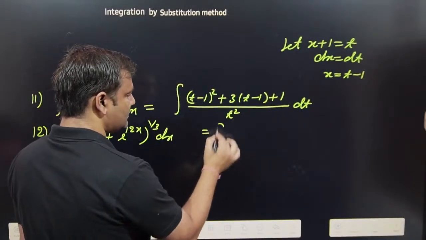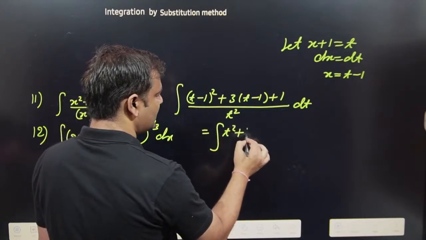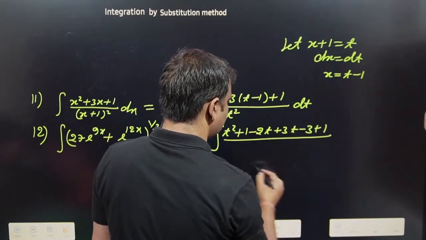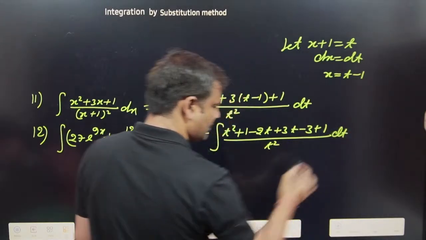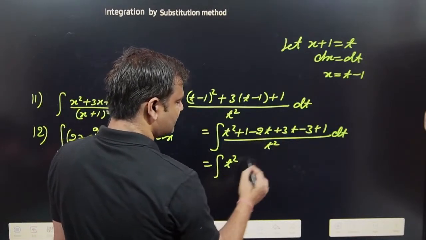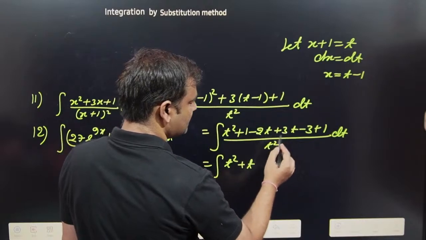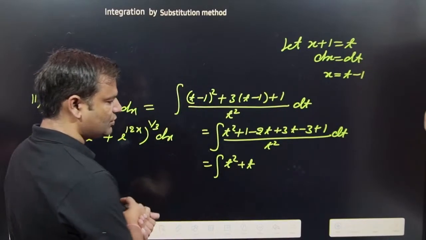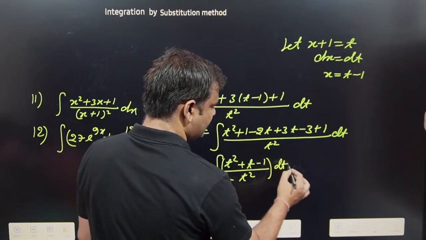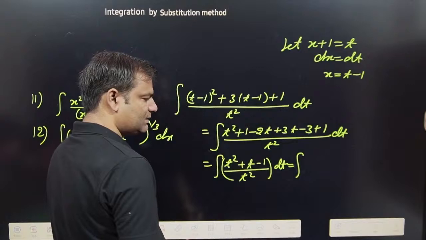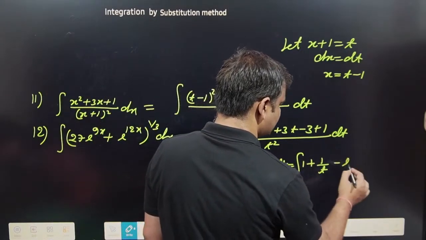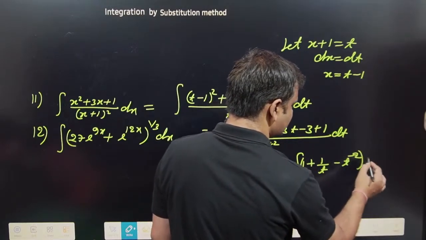Very simple. So that is t² + 1 − 2t + 3t − 3 + 1, whole divided by t² dt. After that, this is t², here −2t plus 3t is simply t, and here −3 plus 2, so −1, divided by t² dt. Look, if we divide by t², then we get 1 plus 1/t minus 1/t², so 1 + 1/t − t^(−2) dt.